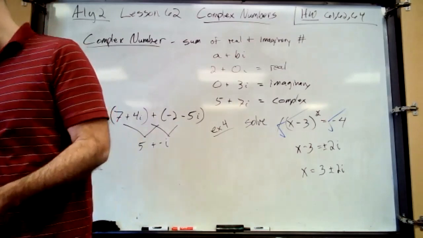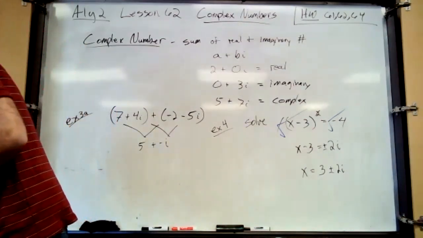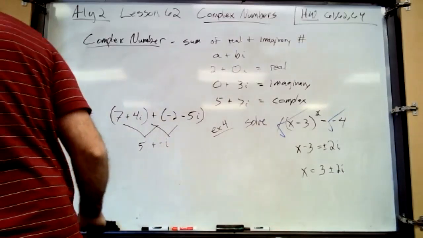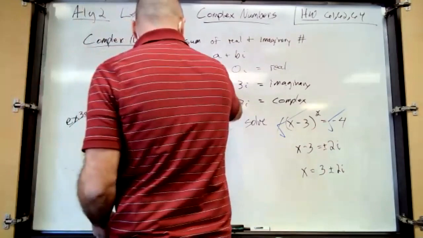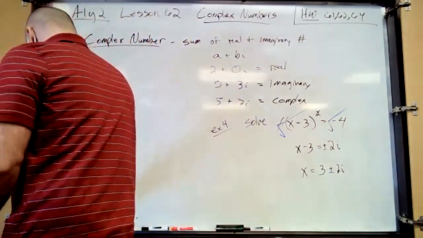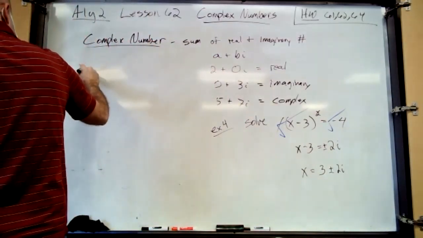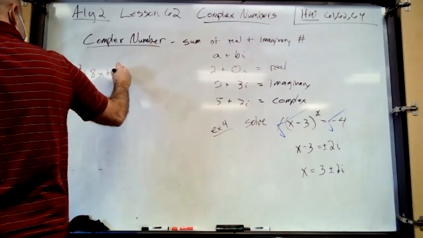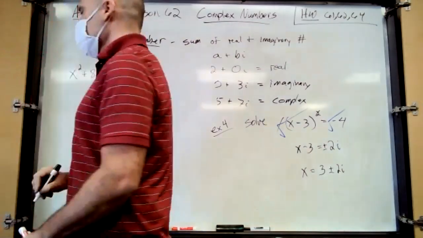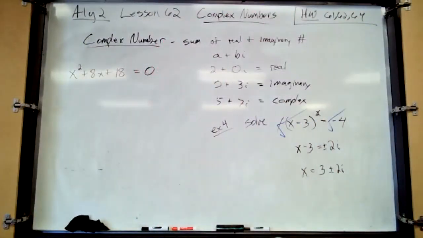Okay, I'm going to do one more example, and this is about as complicated as it's going to get for now. But we're going to solve x squared plus 8x plus 18. This is the whole purpose of some of this stuff. This is not factorable, but we can solve by completing the square.